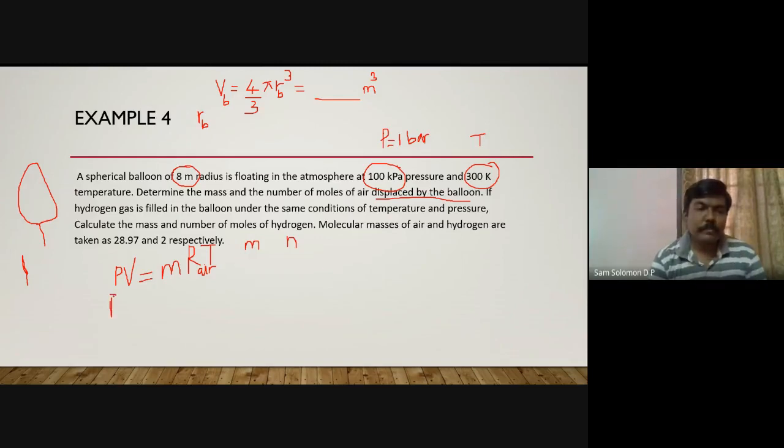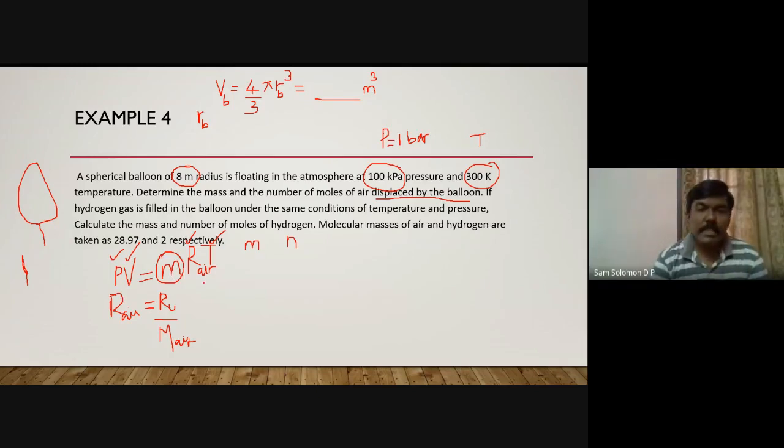So R for air equal to Ru divided by molecular mass of air. Ru is always 8314.4 and molecular mass of air is going to be 28.97. So you will get some answer in joule per kilogram Kelvin. So you know the value of R for air, you know the value for temperature, you know the value for pressure, you know the volume of the balloon. So now it is easy to get the value of the mass of the air inside the balloon or mass of the air displaced by the balloon. Both are one and the same.